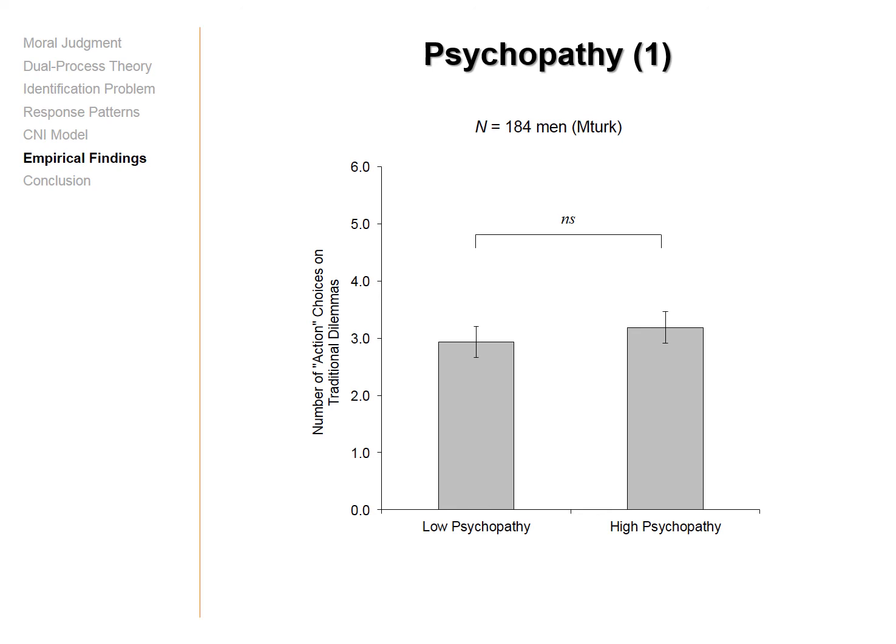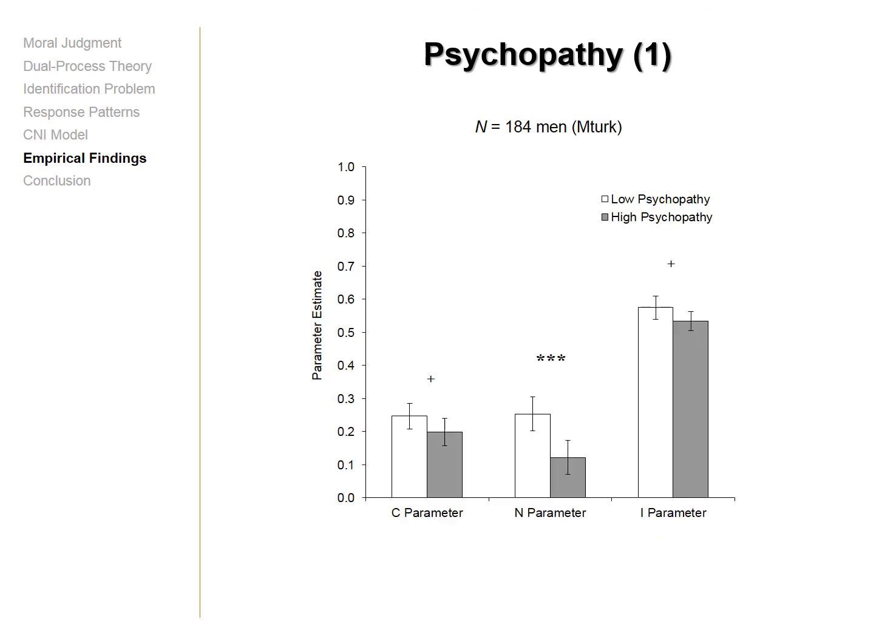There was no significant difference between participants high versus low in psychopathy in their action choices in the traditional trolley-type dilemmas. Does this mean that there were no differences between psychopaths and non-psychopaths? Not at all. Our findings with the CNI model suggest that the two groups differed on all three model parameters. The strongest effect occurred for the N parameter, showing that participants high in psychopathy were less sensitive to moral norms than participants low in psychopathy.